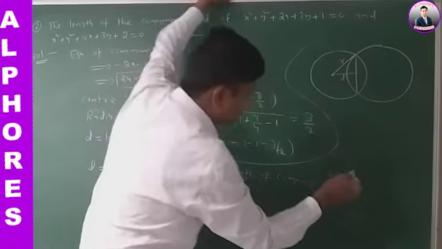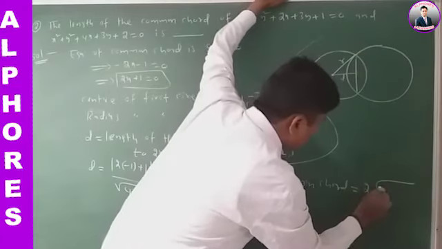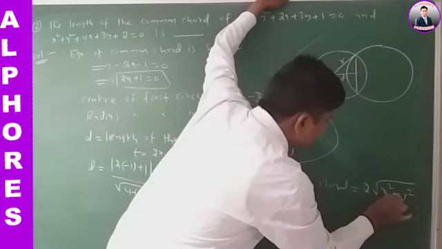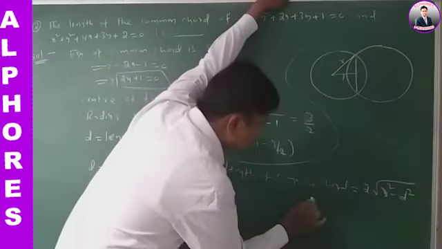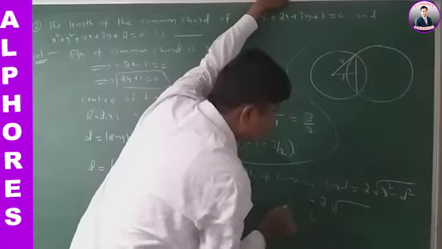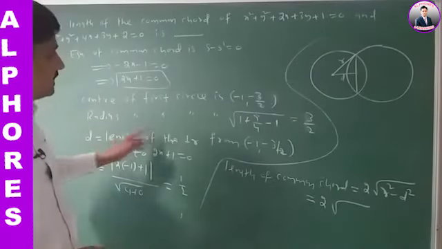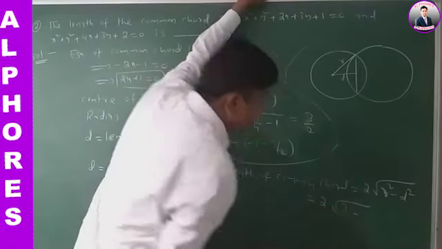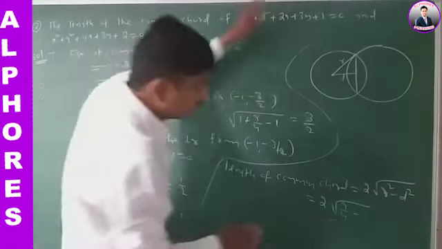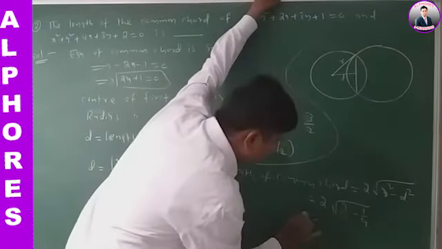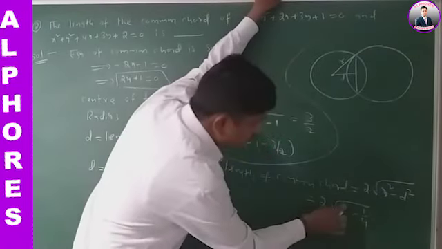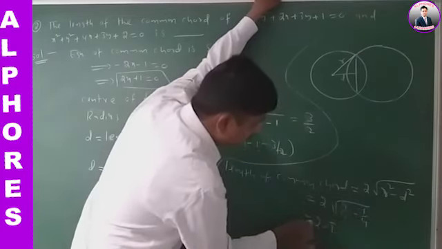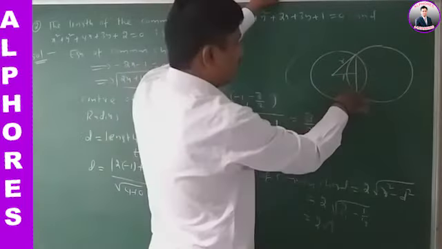The length of the common chord is given by the formula 2 into under root of r square minus d square. Here the radius of the first circle is 3 by 2, so r square is 9 by 4. d square is 1 by 2 whole square, which is 1 by 4. Next, it is 2 into under root of 9 minus 1, 8 by 4, which is root 2. 8 by 4 is 2, so 2 root 2. Here, the length of the common chord equal to 2 root 2.